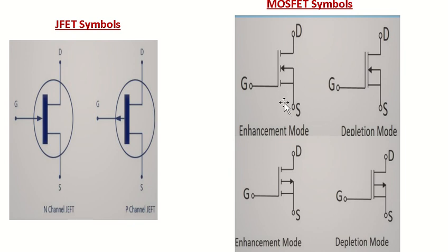Enhancement means it is normally off state, so unless and until you provide gate voltage, it will not be on. Depletion mode will be continuously on, we can say a normally on device state. To remember, if it is an intermittent line, not a continuous line, then it is enhancement, whereas depletion is a single straight line. So this is all about JFET and MOSFET.